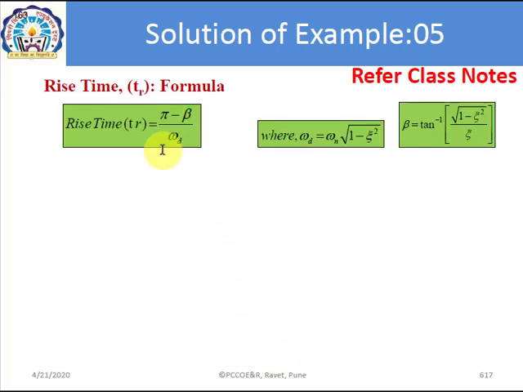Rise time, you can apply instead of pi minus beta over omega d, you can use the approximate empirical formula pi over 2 omega d. It gives the closest value to the MATLAB result. But still you can use this formula, which gives a little bit larger value.